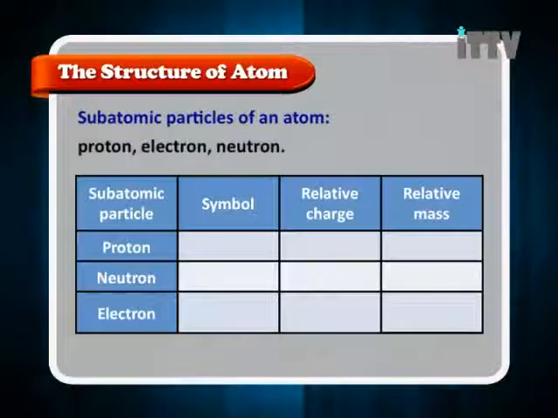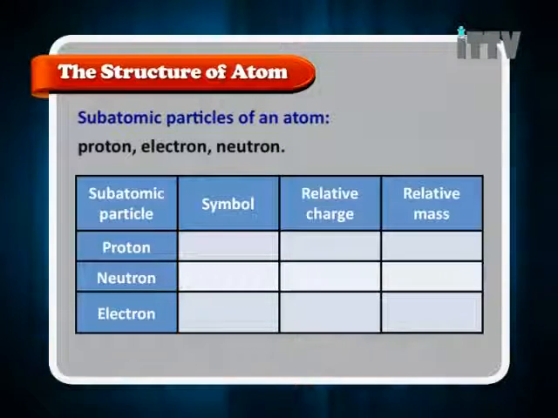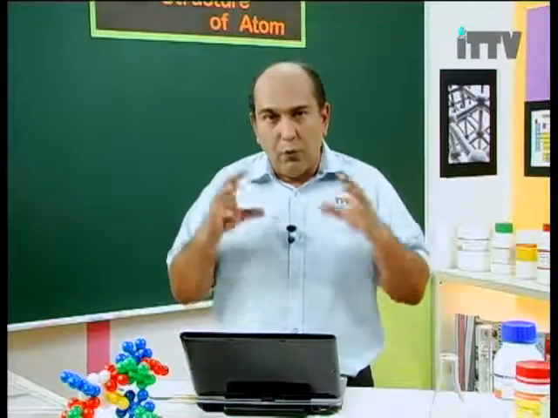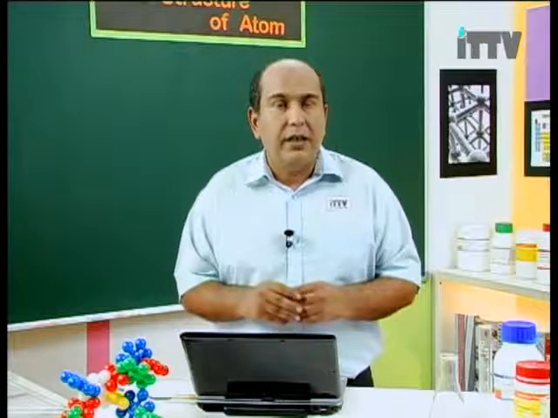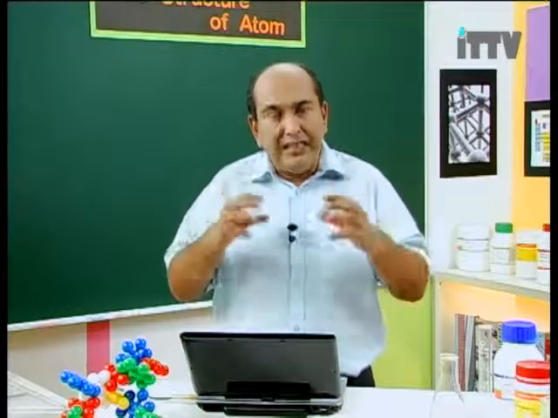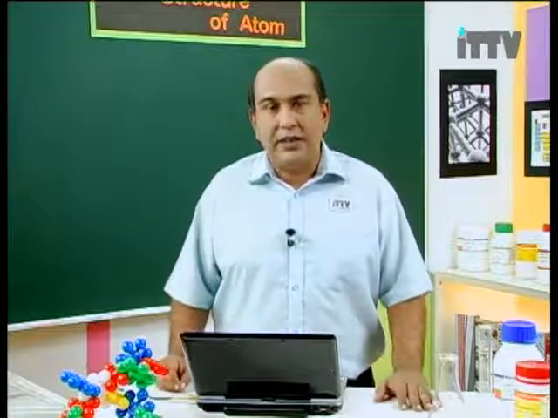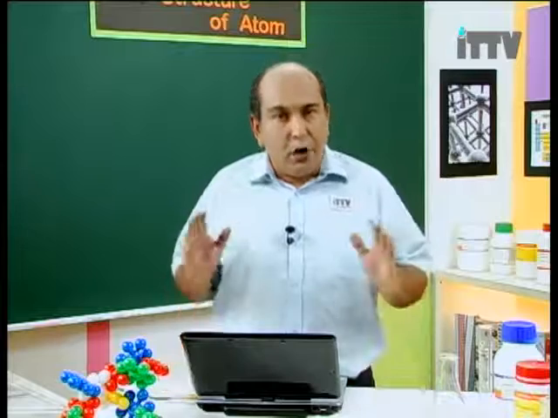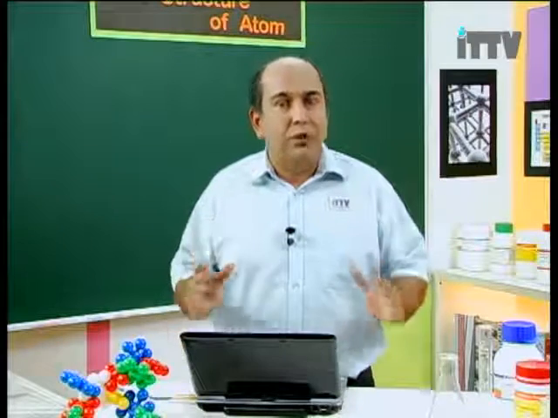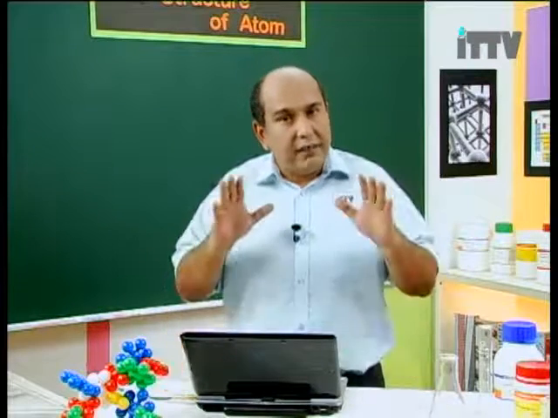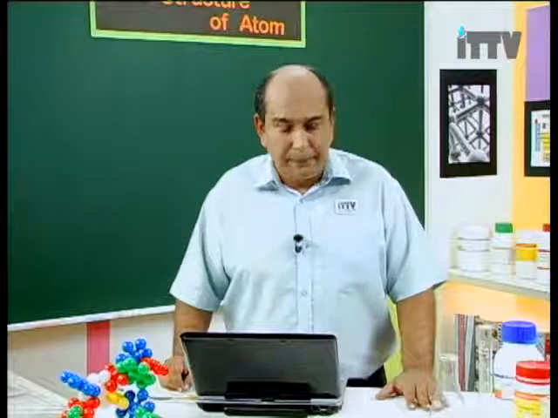Subatomic particles of an atom. Proton, electron, neutron. Now, these are the three subatomic particles. Please be clear about this word, subatomic. Whenever you hear it, it means we are referring to the pieces inside an atom, the proton, the neutron, and the electron. Each has got its own characteristics which you must know. It's a common question in examinations to ask you about the characteristics of the proton, neutron, and electron. So let's have a look at their characteristics one by one.